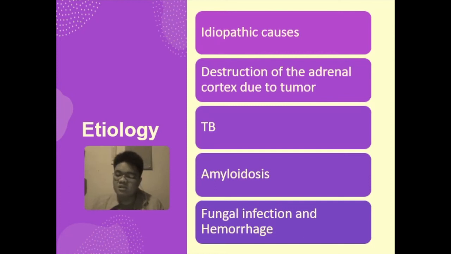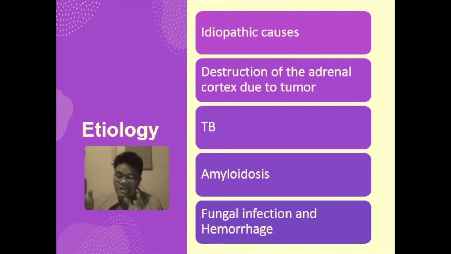It could be destruction of the adrenal cortex due to the presence of tumor. It could be tuberculosis. So class, you have your tuberculosis and your histoplasmosis as the common infections that lead to adrenal damage. Then you have your amyloidosis. So when I say amyloidosis, it is a rare disease that occurs when an abnormal protein called amyloid would build up in your organs and interfere with their normal function.